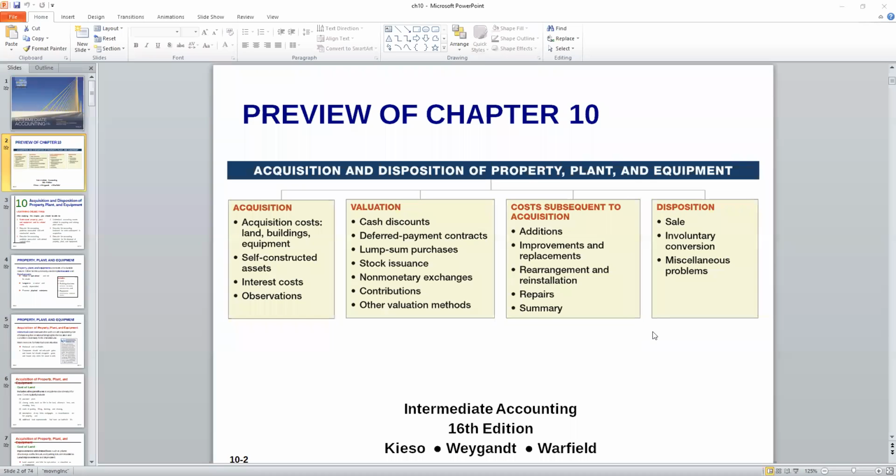Let's take a look at property, plant, and equipment. This is also known as fixed assets, sometimes called non-current assets, although non-current assets also include other types of assets, such as intangible assets, which we'll talk about in Chapter 12. But Chapter 10 essentially deals with what is property, plant, and equipment.